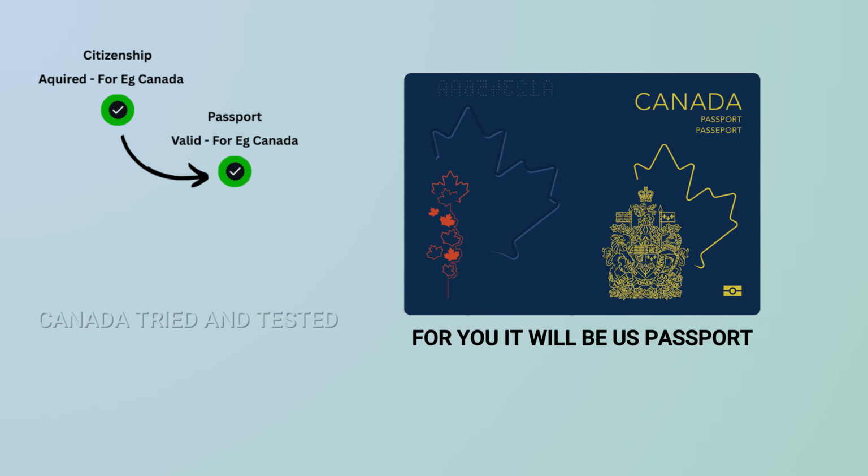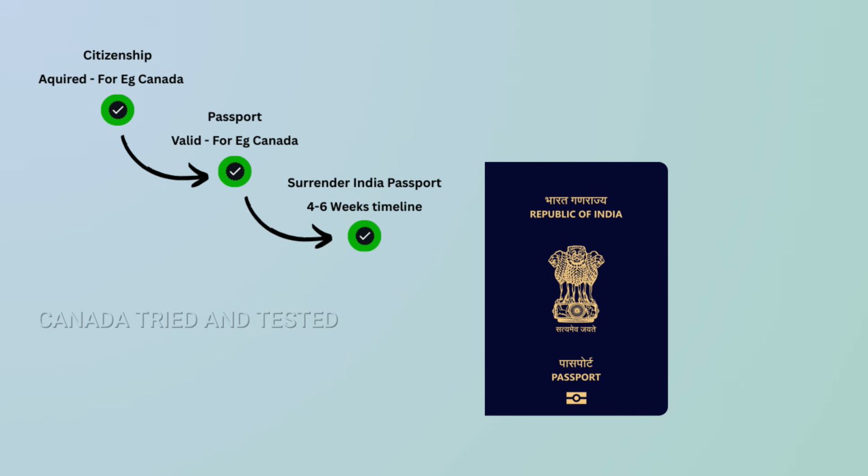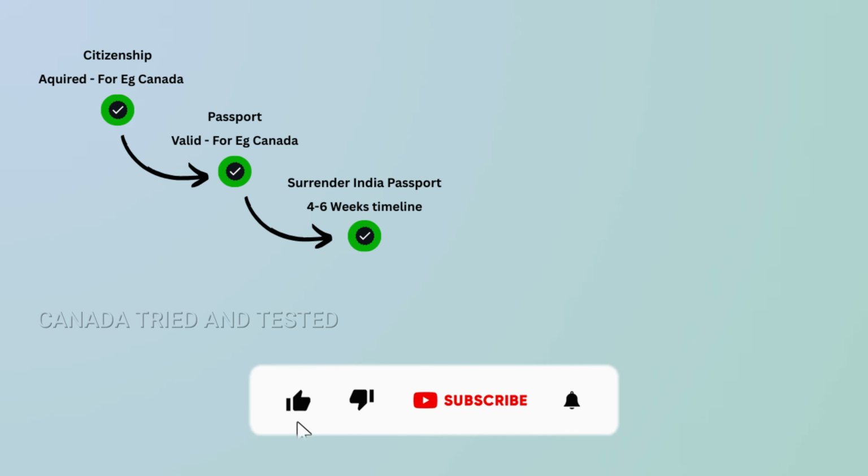Once you have acquired citizenship of any other country, you will be applying for that country's passport. Once you have that in hand, then you go ahead with the surrender of the India passport. In all probability, you will be doing this from the country where you got citizenship. There is a process to do this from India.